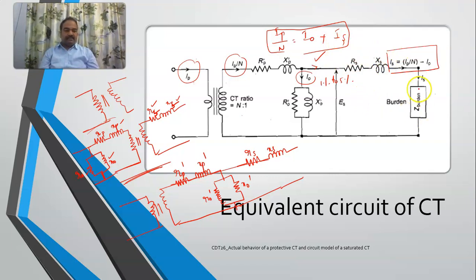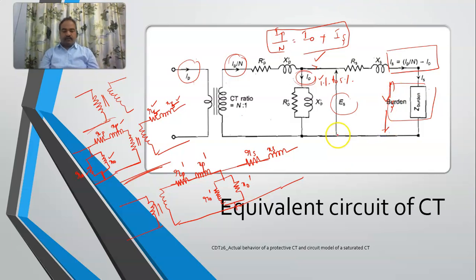And this is the burden of the CT. Now, this current IP by N creates a magnetizing circuit, which provides the magnetic field. The amount of current which is wasted, I will refer to as I0. And this in turn is responsible for the development of EMF here, which in turn provides you VS.